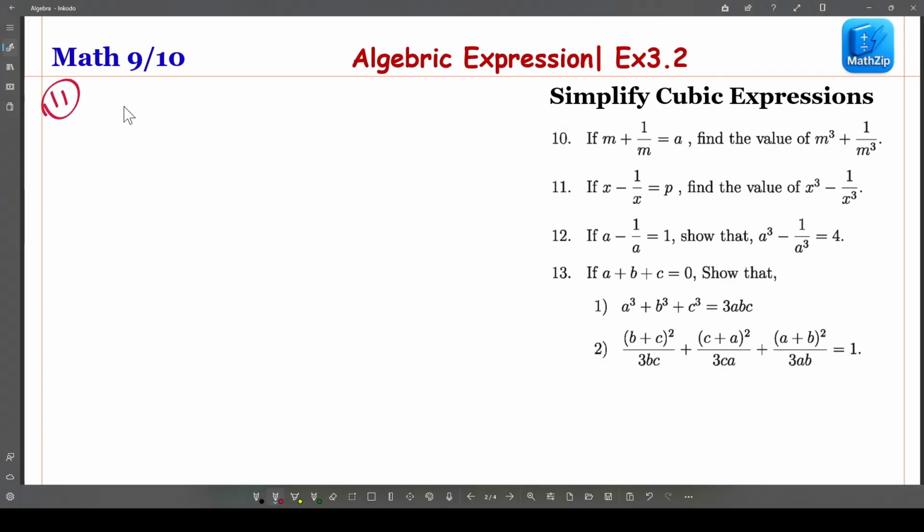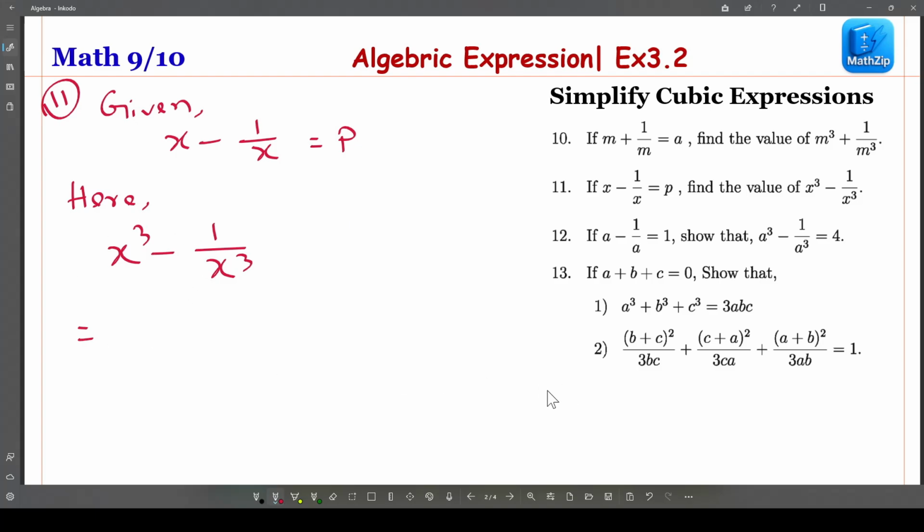Number 11, given x minus 1 by x equals p. Find the value of x cube minus 1 by x cube. Here, x cube minus 1 by x cube.